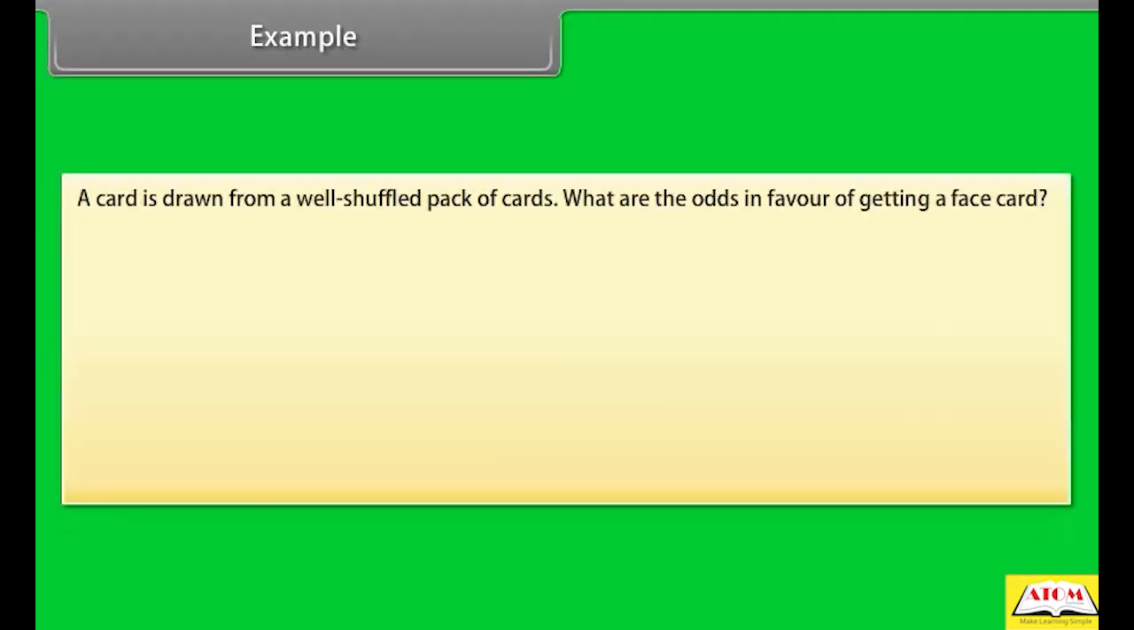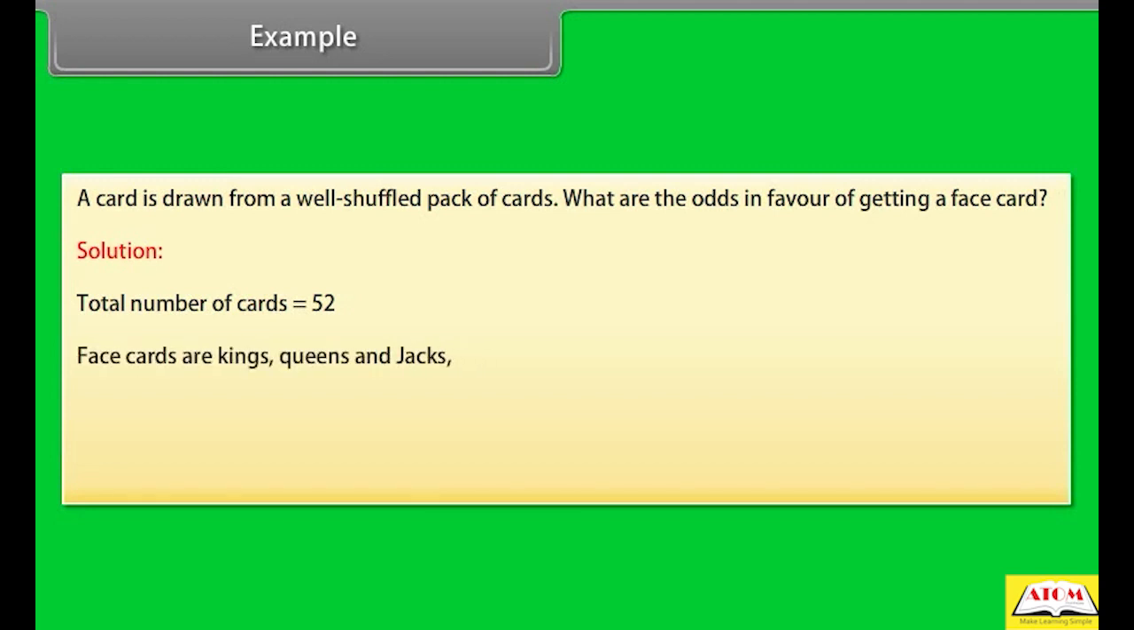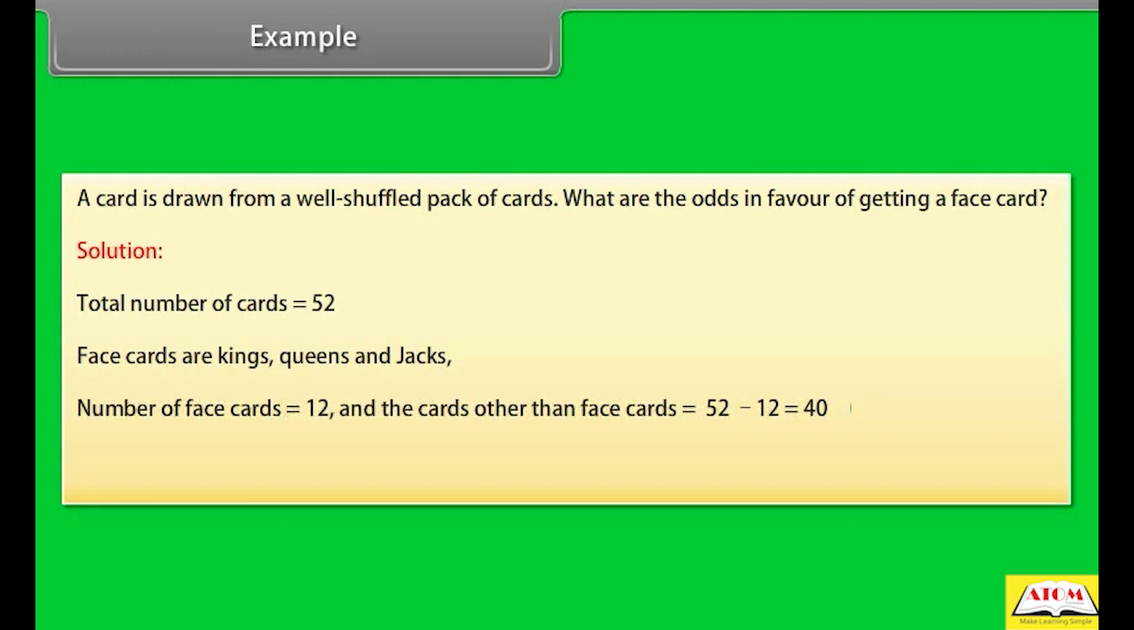A card is drawn from a well-shuffled pack of cards. What are the odds in favor of getting a face card? Solution. Total number of cards is 52. Face cards are kings, queens and jacks. Number of face cards is 12, and the cards other than face cards is 52 minus 12 = 40. Hence, the odds in favor of getting a face card are 12 is to 40 or 3 is to 10.